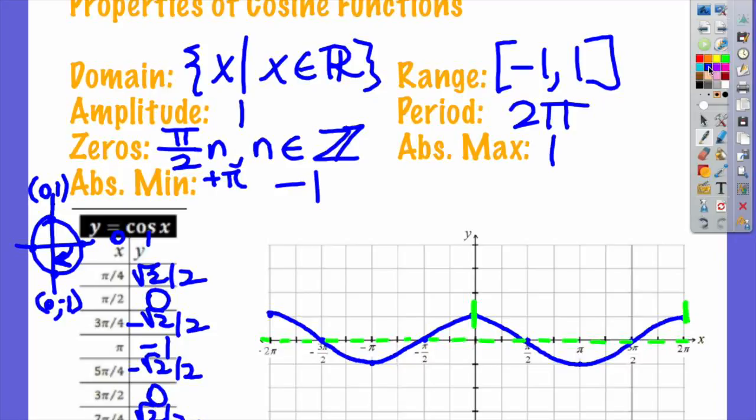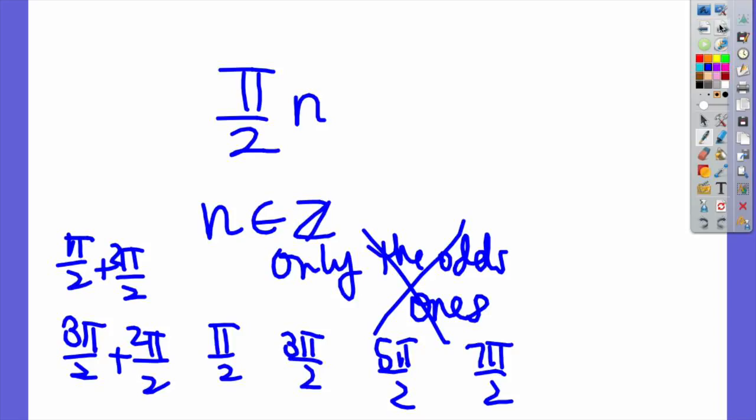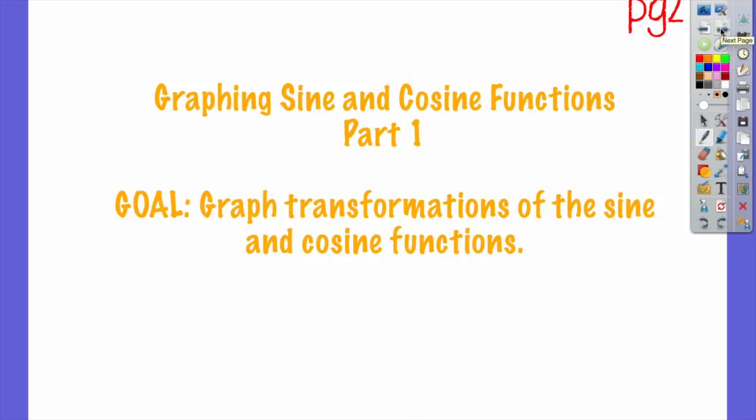Questions before we keep going? All right, flip over to page 2. We're going to come back and complete tangent, cotangent, all the other ones at a later date. Let's swing over to page 2. There is your title. We're going to get into the notes for today now. The goal is to graph transformations of sine and cosine functions. We have the basic ones now. Now we're going to look at the ones that are a little bit more complex. That is your page title. Please make sure you always write down the goal as well.